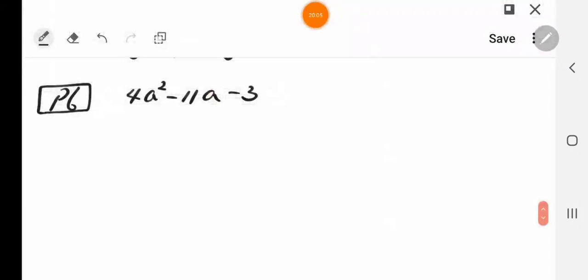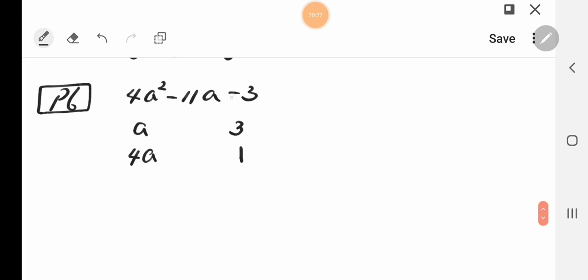For this problem 6, we can try 1 times 4 or 2 times 2. So 4 can be 2 times 2 or 1 times 4. This time let me use 1 times 4. So 8 times 4a, so this product is 4a squared. And 3 is 3 times 1 or 1 times 3, so let's try 3 times 1.